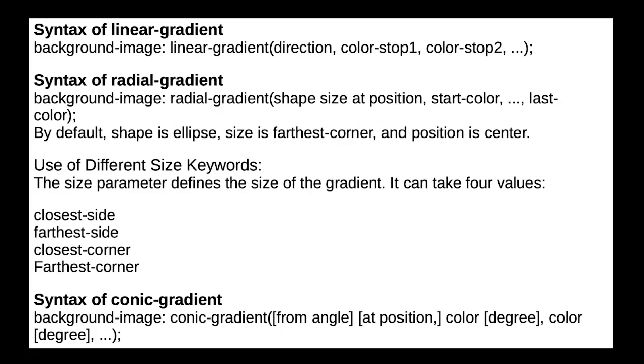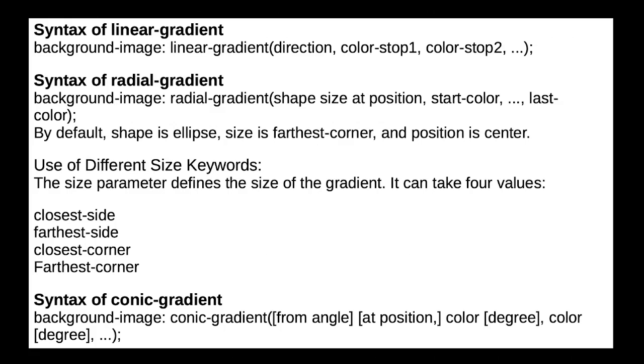And next is syntax of radial gradient. First we use the background image property, then radial gradient is a keyword, and in the braces we use different properties values like shape, size, position, color. By default shape is ellipse and size is furthest corner and position is center. The size parameter defines the size of gradient. It can take four values: closest side, farthest side, closest corner, farthest corner.